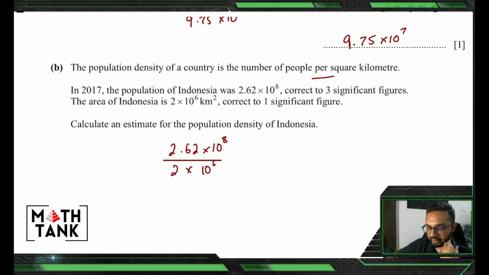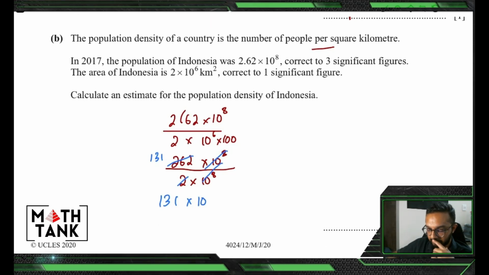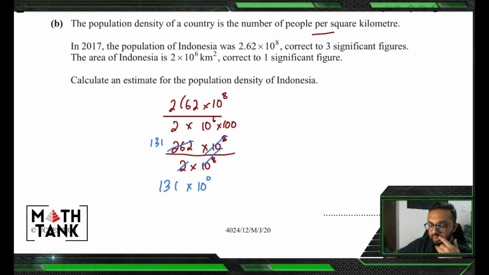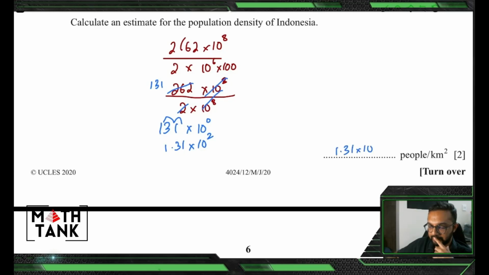So again, I'm going to do the same thing. I'm going to remove the decimal and try to simplify it. I remove 2 decimal places, so I'm going to write 262 into 10 power 8 and the denominator also becomes 10 power 8. So that's clearly an advantage. So what this becomes is 131, 10 to the power 0, basically 10 to the power 1. Now I need to move the decimal places back, so 1.31 into 10 squared. So 1.31 into 10 squared people per square kilometer.